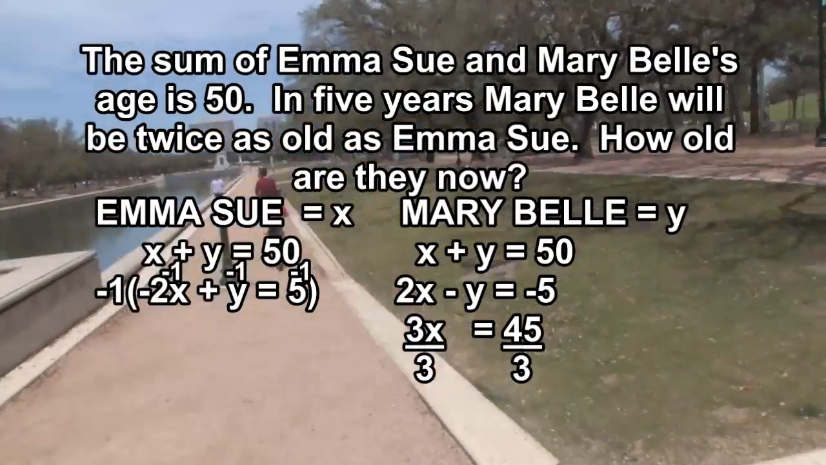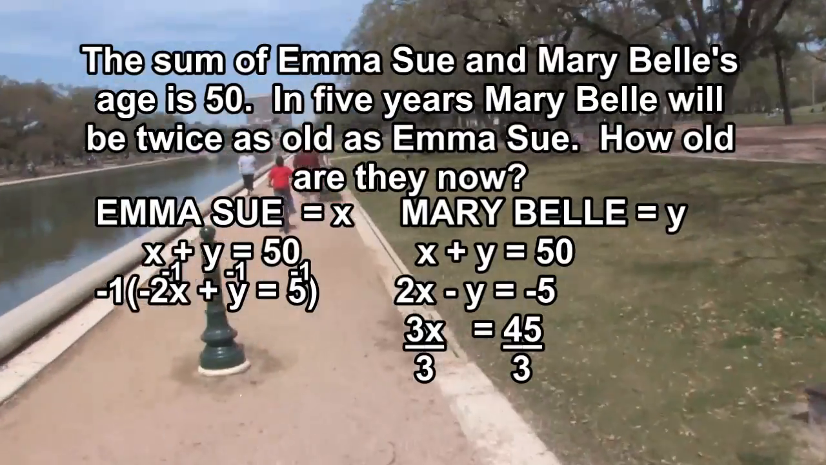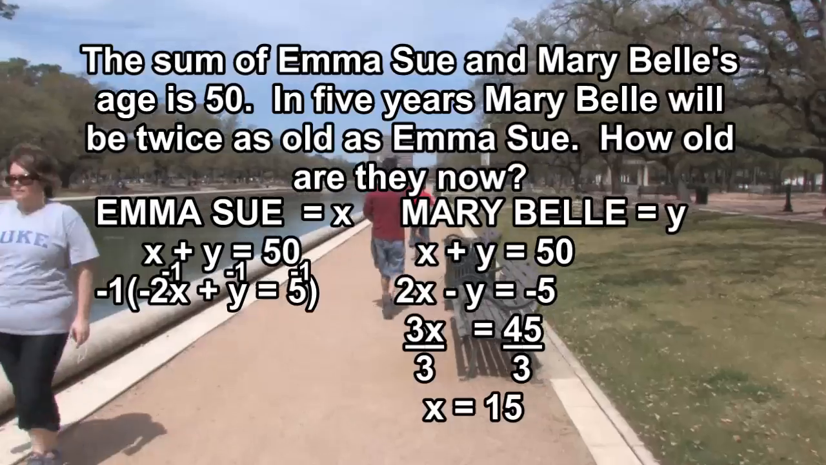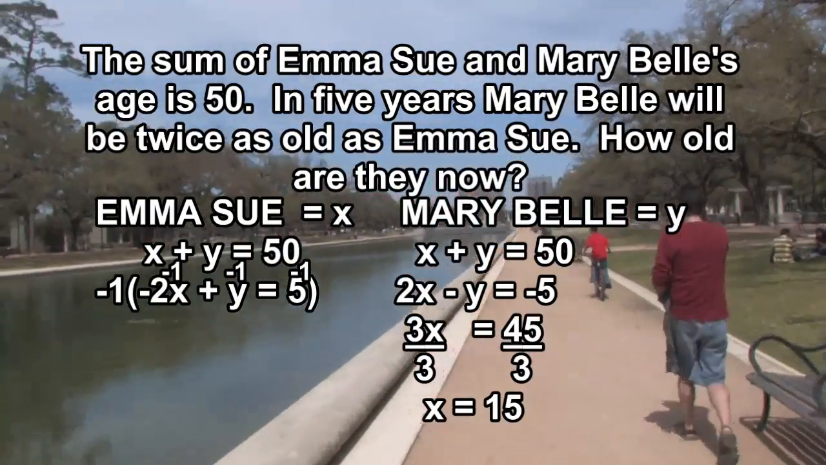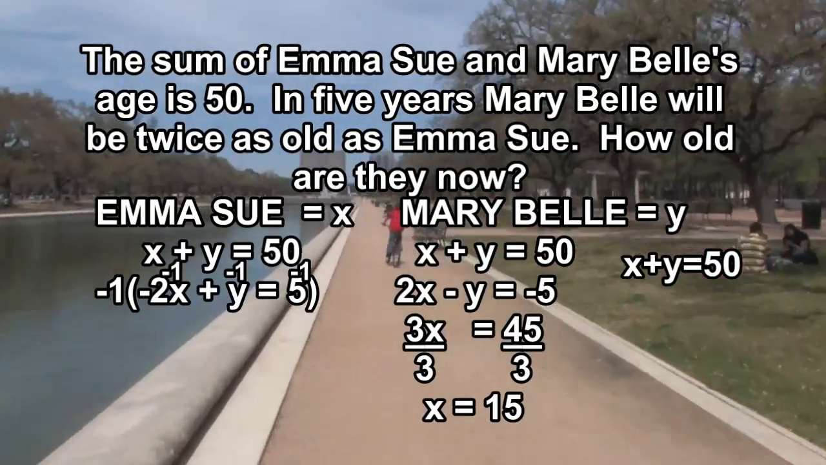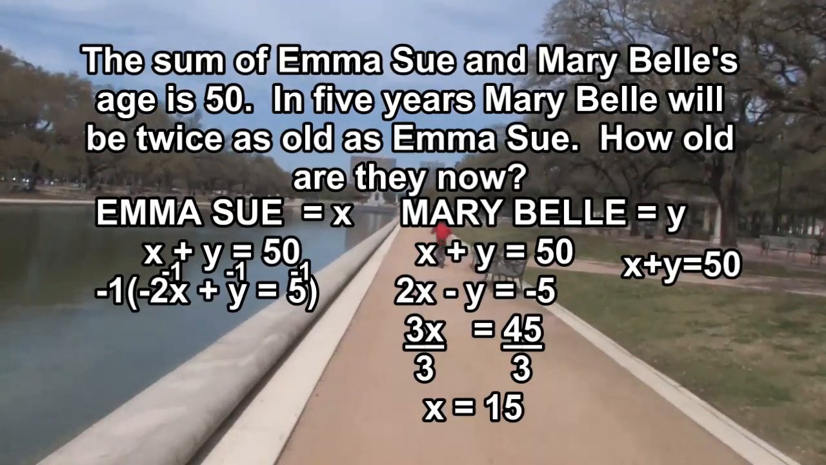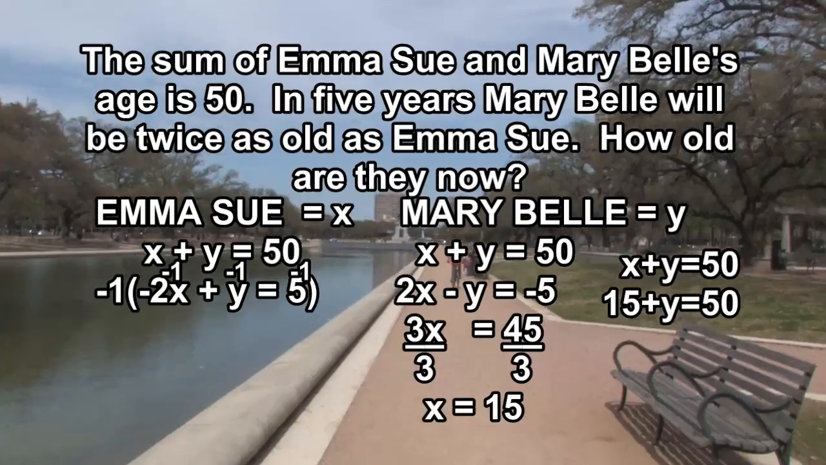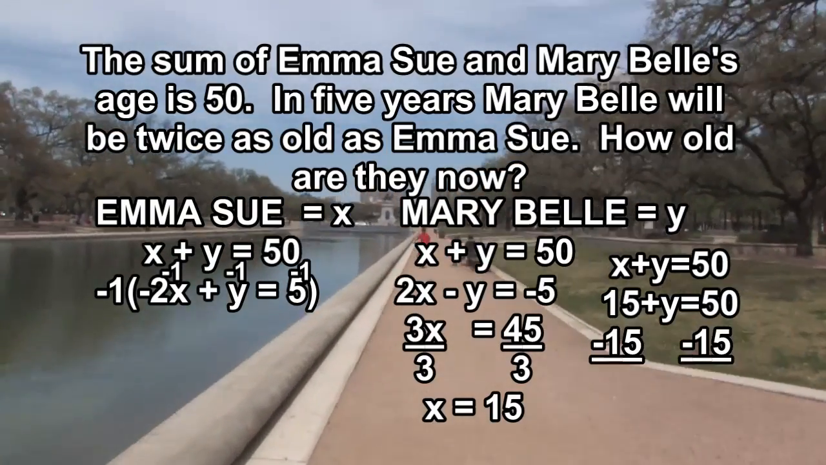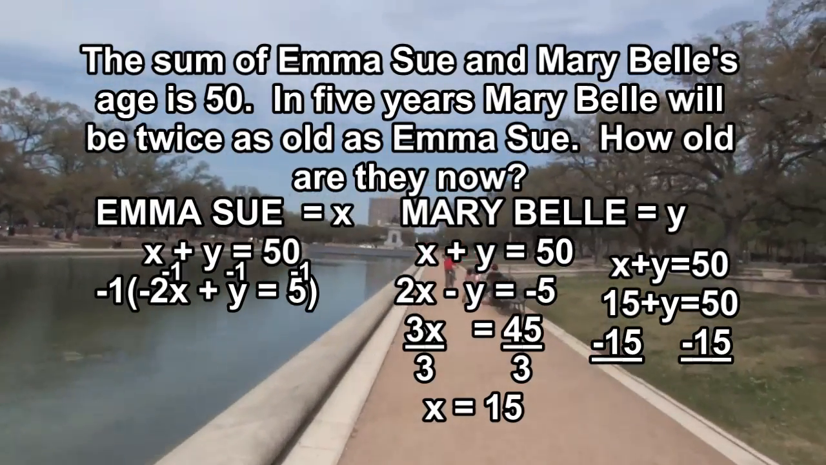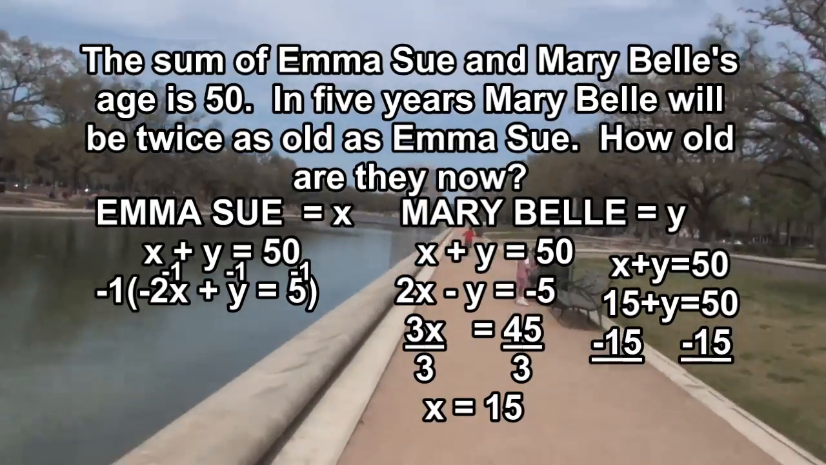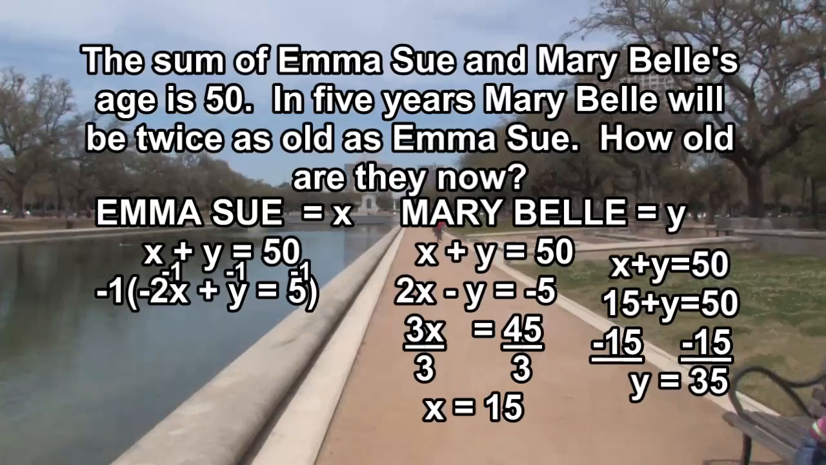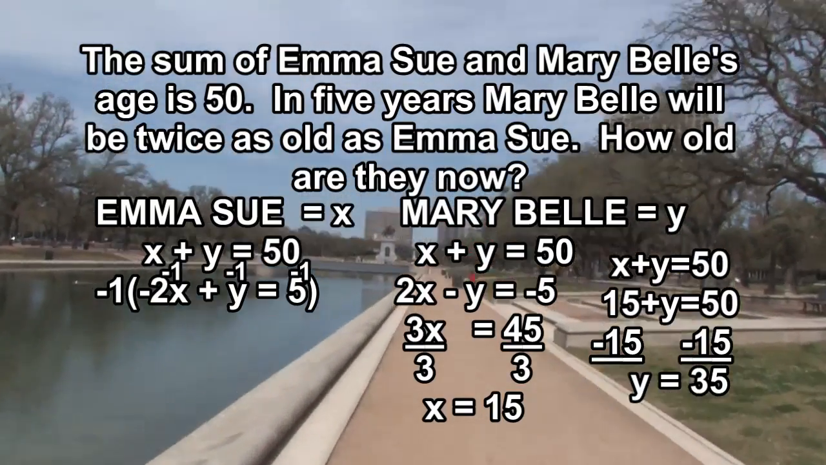To solve for x, we need to divide both sides by the coefficient of 3, and x would end up being 15. Now let's replace 15 into the formula x plus y equal 50. That would give us 15 plus y equal 50. To solve for y, we would subtract 15 from both sides, giving us that y would be 35. So Emma Sue would be 15 years old and Mary Belle would be 35.